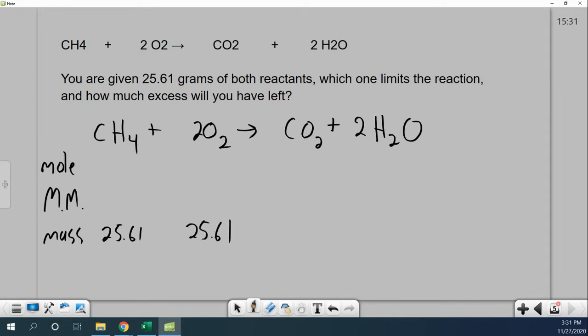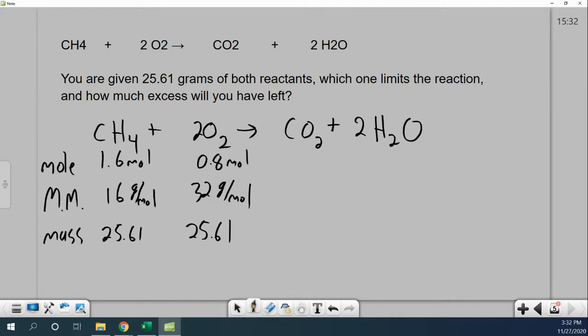So the molar mass of CH4, I know carbon's about 12 plus 4. That'll be about 16 grams per mole. And 2 oxygens, well, each of them is about 16. So let's call it 32 grams per mole. So 25.61 divided by 16. So I've got 1.6 moles of methane. And I've got, divided by 32, 0.8 moles of oxygen gas.